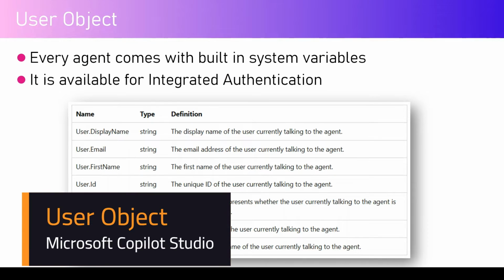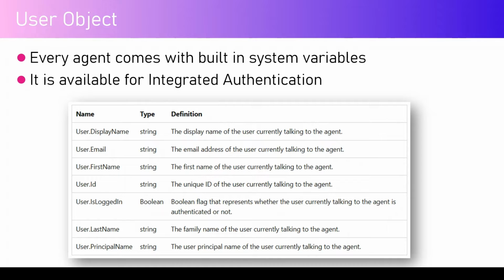In this video, I'll be exploring the different user objects that are available within Microsoft Copilot Studio. Now, like the bot variable, we have something called a user variable. Every agent comes with a built-in system variable, and one type of system variable which provides information is of the type object user.